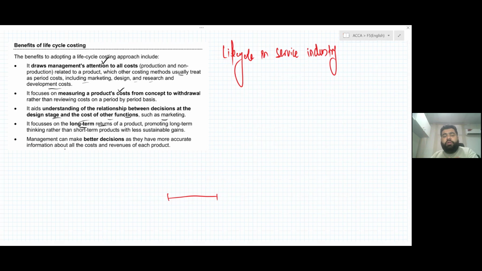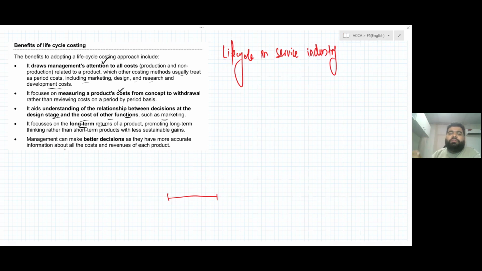Every year you start your own tension. You are worried that obviously you will say that for this year just earn more than the cost so that we can get the profit. But you are not focusing on the long term, you are focusing on the short term, on a year basis. But life cycle costing helps you to see a long term picture of the product.